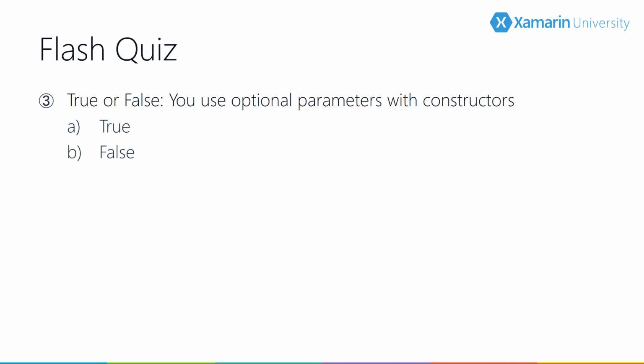Number 3, true or false. You use optional parameters with constructors. So are you allowed to do that? And the answer here is true. I did show you a very basic example in the last exercise of assigning a default or an optional parameter. So the answer is yes.